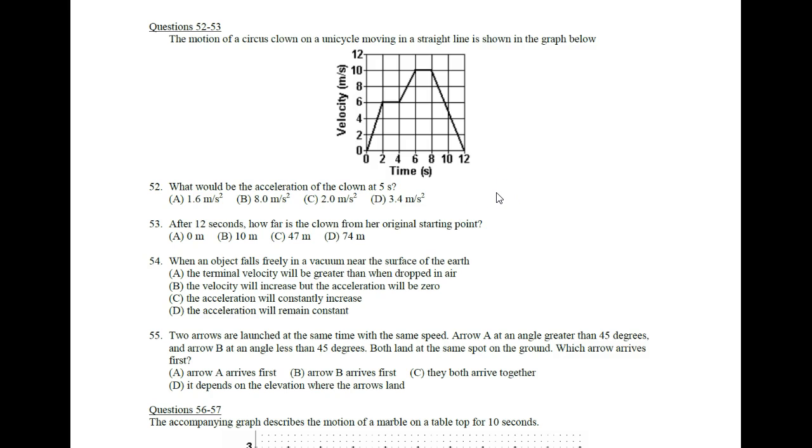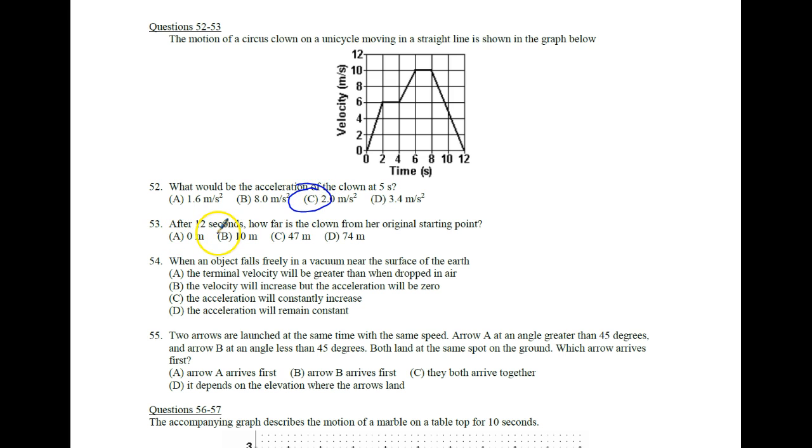Hey, this is Horner. We're going to look at number 52 through the end of the kinematics packet. Number 52, they want to know what is the acceleration at 5 seconds, and we know that this one has got to be letter C because at 5 seconds that's our slope. So at 5 seconds our slope here is 2.